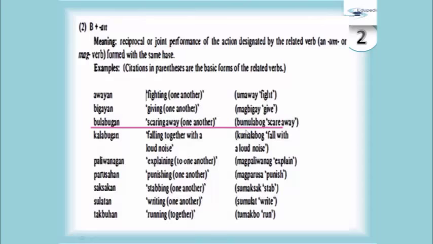Bumalabog, scare away. Kalabugan, falling together with a loud noise. Pumalabog, fall with a loud noise. Paliwanagan, explaining to one another. Magpaliwanag, explain. Parusahan, punishing one another. Magparusa, punish. Saksakan, stabbing one another. Sumaksak, stab. Sulatan, writing one another. Sumulat, write. Takbuhan, running together. Tumakbo, run.